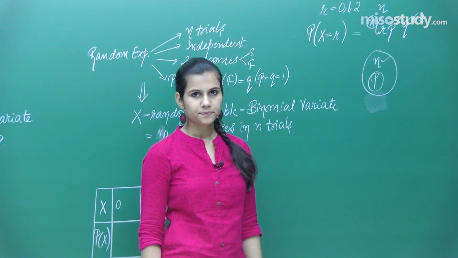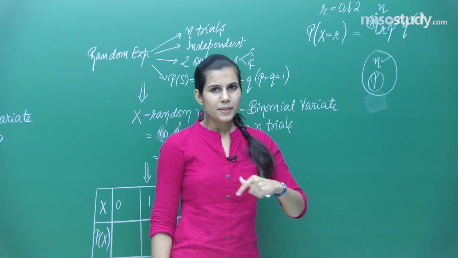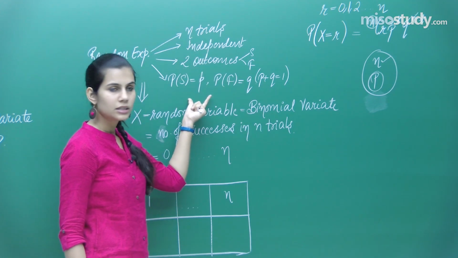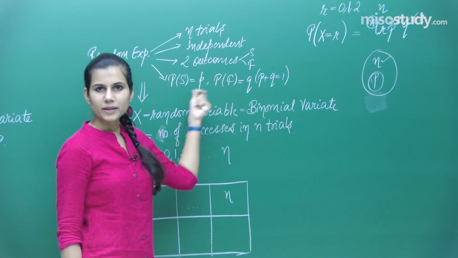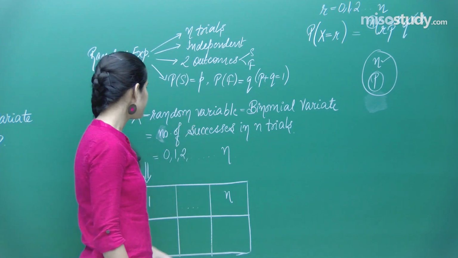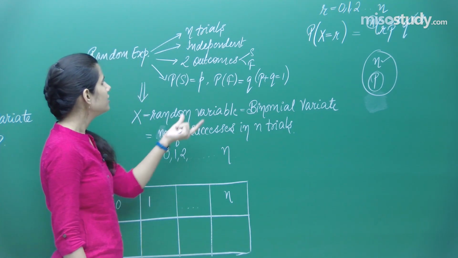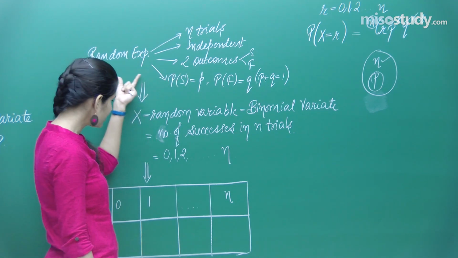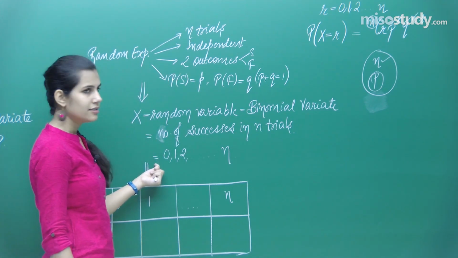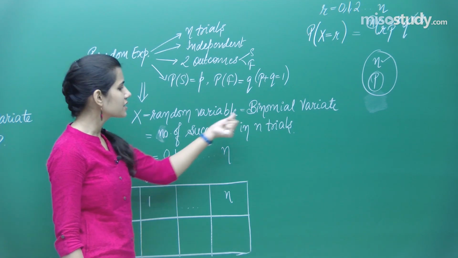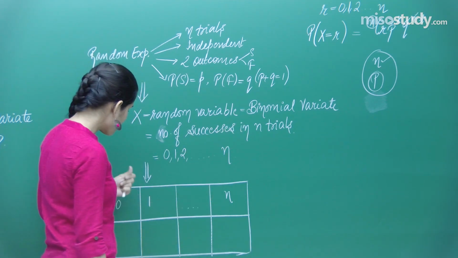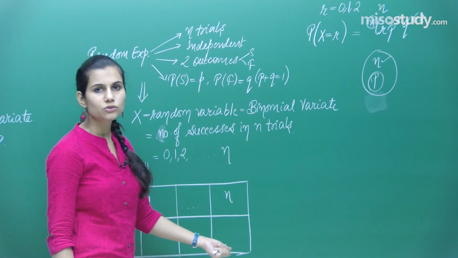That is why when I say that X is a binomial variate with parameters n and p, this means there is some random experiment whose n Bernoulli trials are performed. Small p, small q are the respective probabilities of success and failure. X is a random variable associated with such a random experiment. Therefore, X is going to stand for the number of successes in n trials. Therefore, X can take all these values, and therefore the binomial distribution which is going to come up would be this.